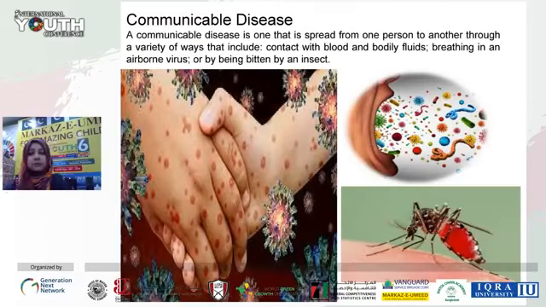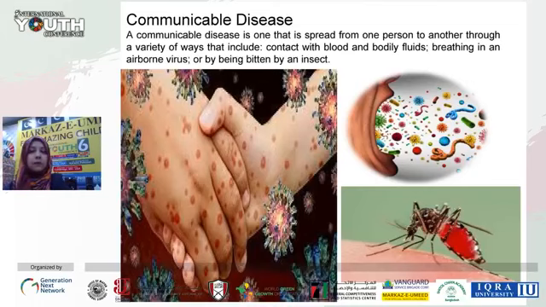What are communicable diseases? A communicable disease is one that is spread from one person to another in a variety of different ways. That includes contact with blood and different body fluids like blood, saliva, semen, and cerebral fluids, or breathing in airborne viruses, through which we can spread many types of diseases like COVID-19, SARS, and different types of nosocomial or communicable diseases, or by being bitten by an insect. As such, nowadays we have epidemics of dengue, malaria, and different types of vector-borne diseases.